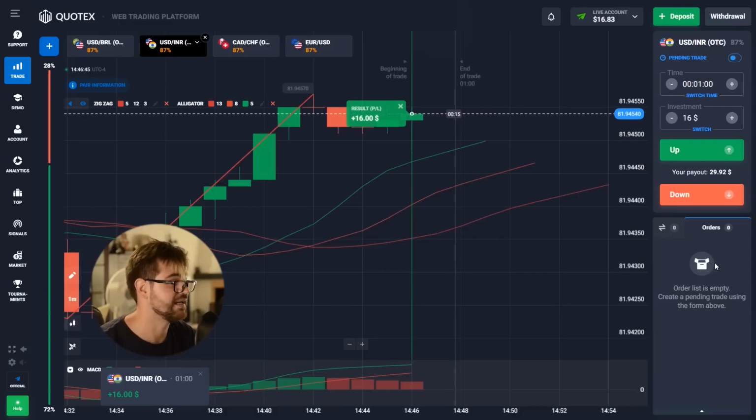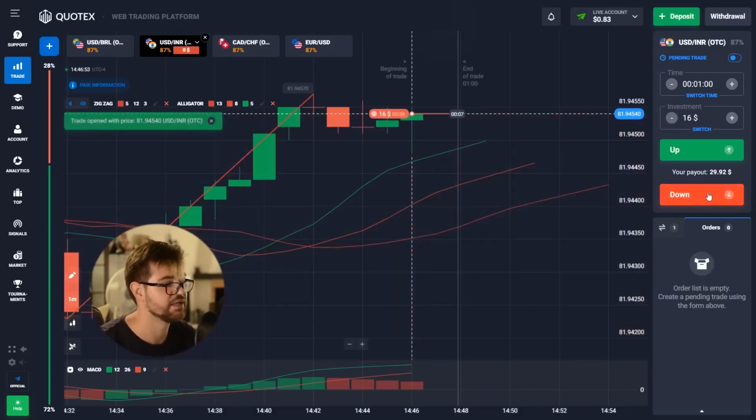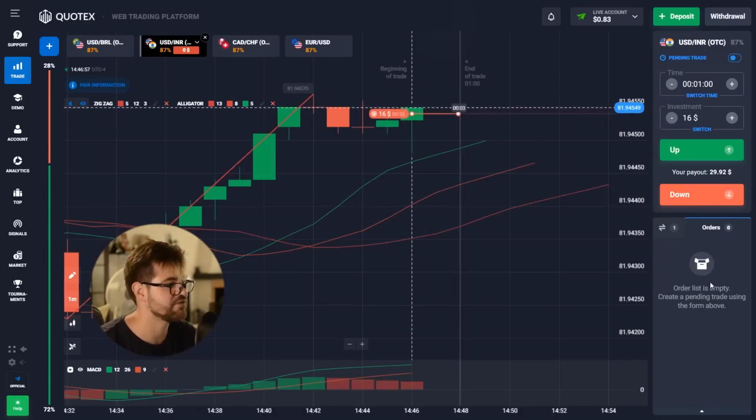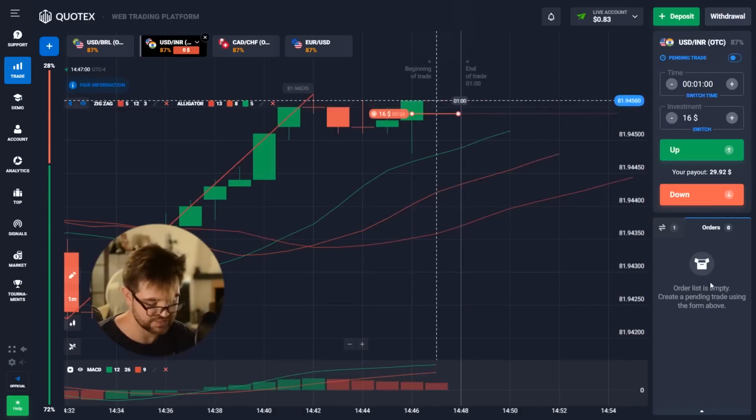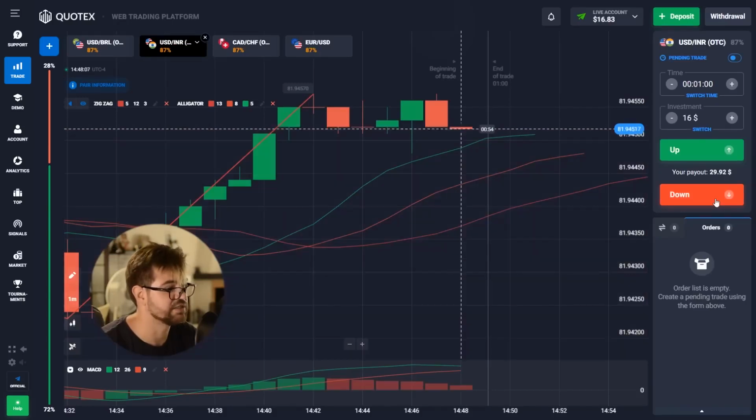Guys, we have the same situation one more time. I don't know what happens here with this currency, but I just went for another put option, and again $16, but it just came through again. It's crazy. Okay, let's wait a minute. Guys, this is crazy, but we get the $16 back again.